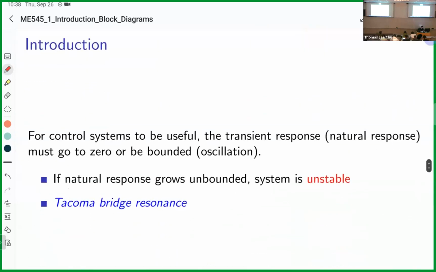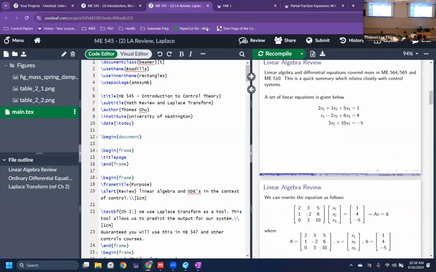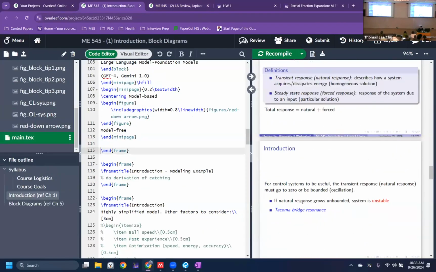So for our system to be stable, we want our natural response, or transient response, to be bounded. Let me swap screens again. Guess hyperlinks on my tablet aren't working.